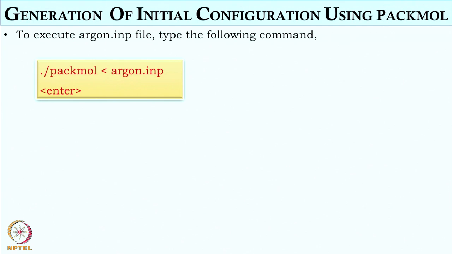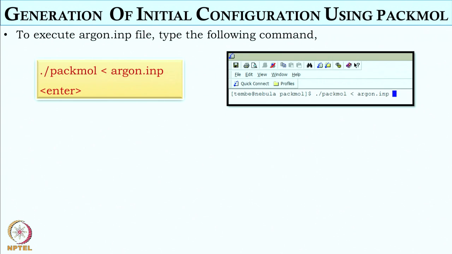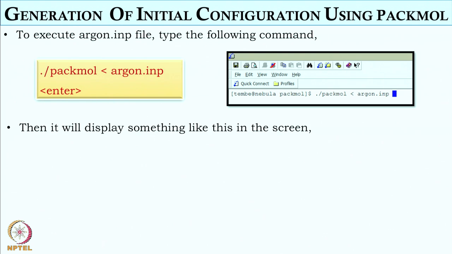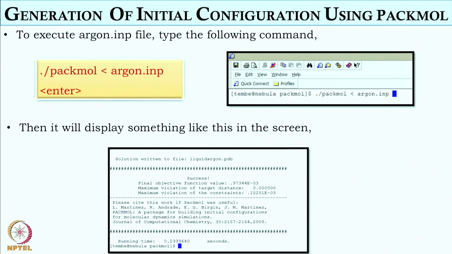So now, to execute the file argon.inp, we just type the command /packmol space argon.inp and then enter. This is the command that we have to use to execute the file and get the output liquid argon.pdb. After performing it, it will display something like this on the screen: success, and it's built, and this much time was used to build the file liquid argon.pdb. This is the result of my execution.